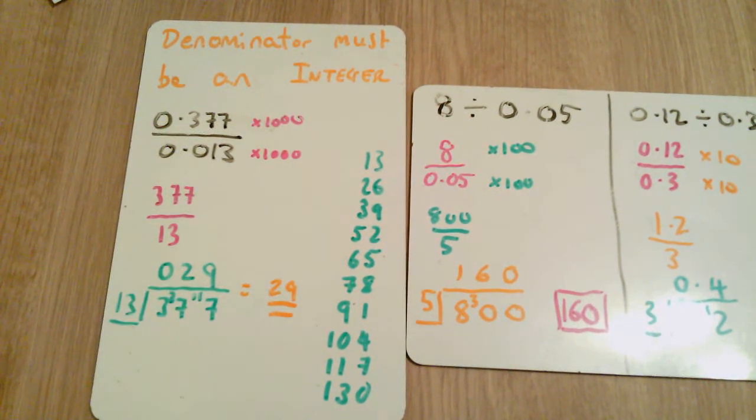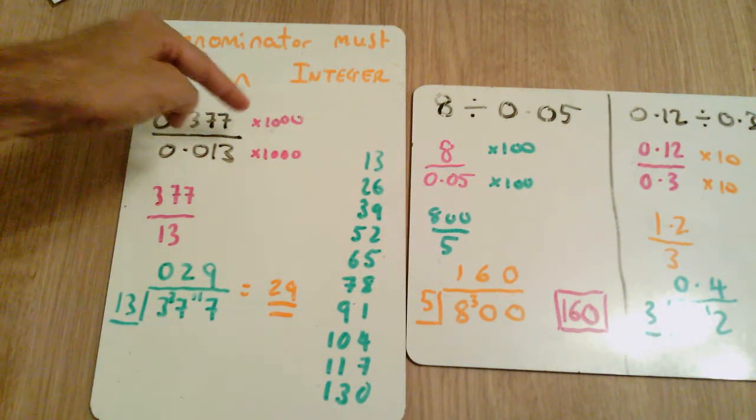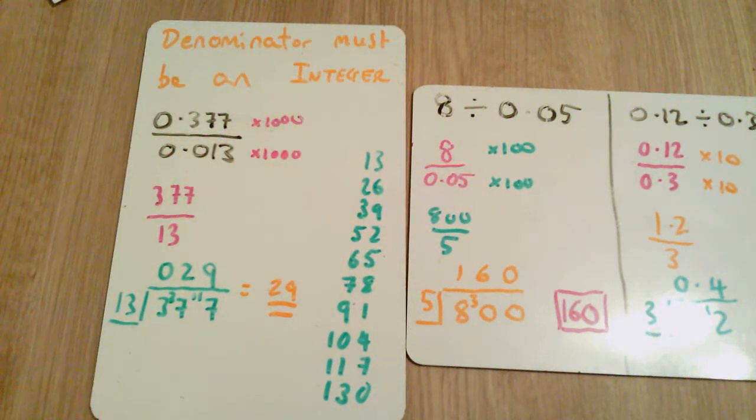But we've seen here, we've followed the same process throughout. We've expressed our calculation as a fraction. We've then multiplied the numerator and the denominator by a value to make the denominator an integer. We've then done our division and then obtained our final answer. That's all it is to it. I hope it's made sense.